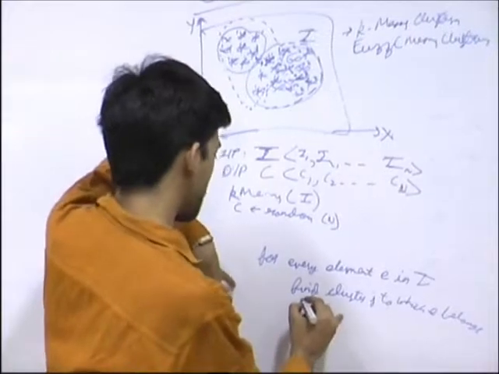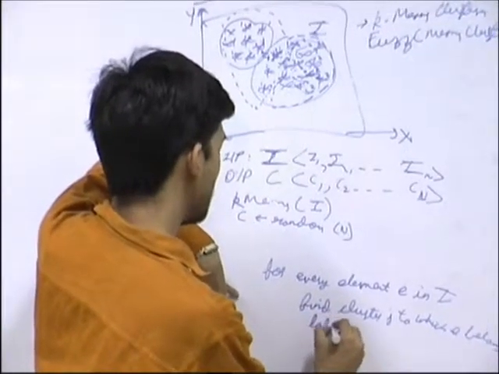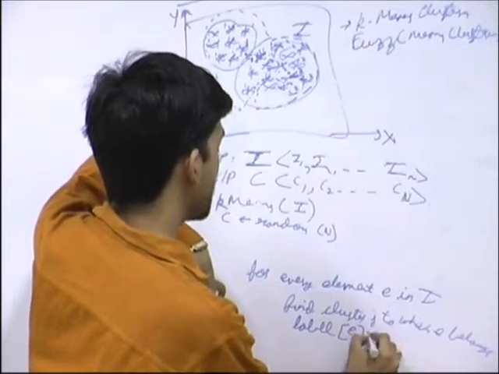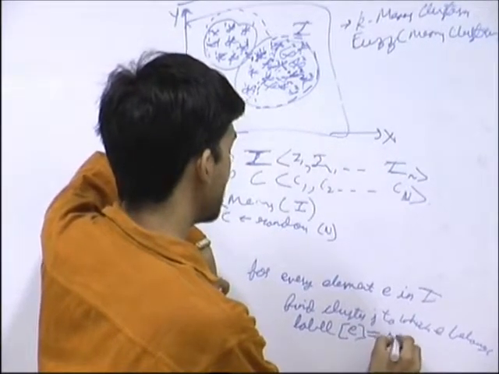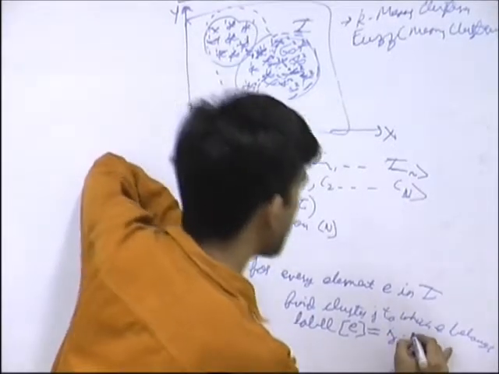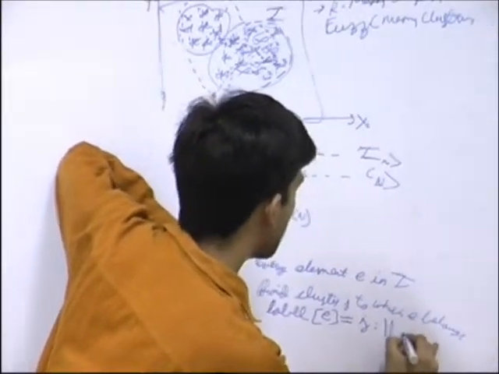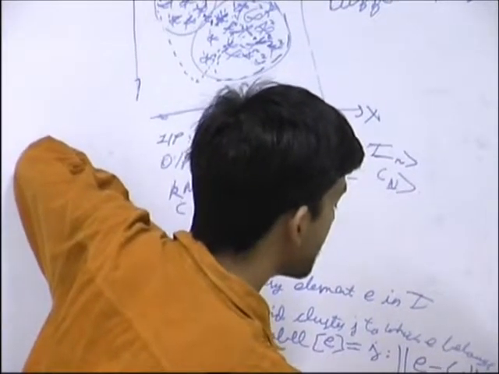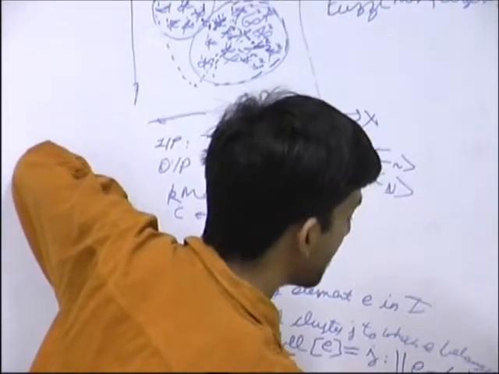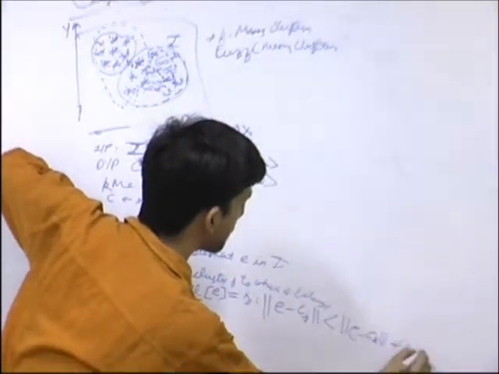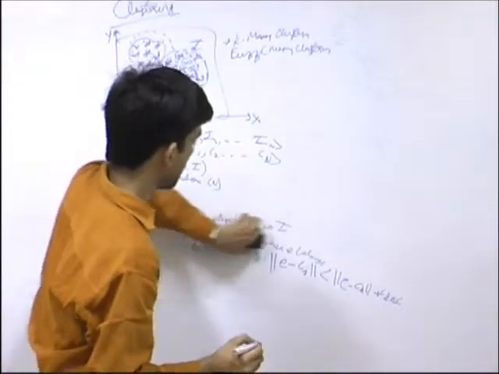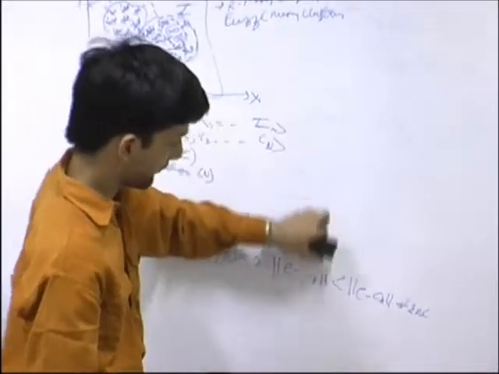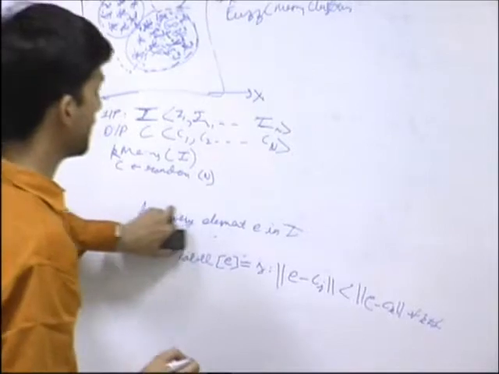Another way to write it would probably be that the label of the element E is marked to be J such that the distance of E to Cj is less than the distance of E to Ck for all k not equal to J. That is how I find out the label using the minimum function.